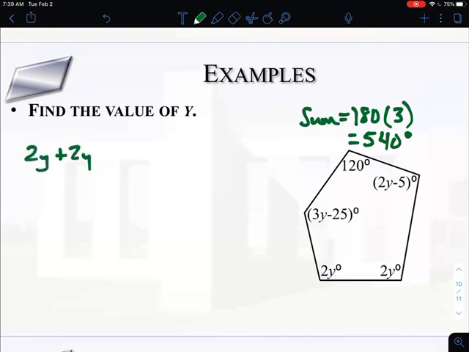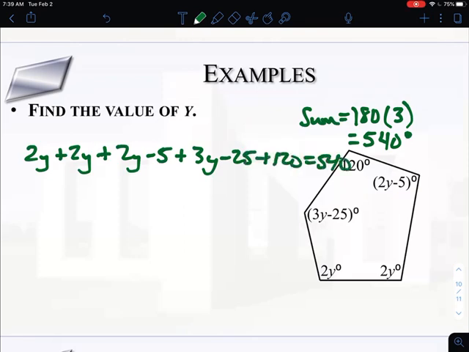So that means if I add up all 5 angles, if I take 2y plus 2y plus my 2y minus 5, plus my 3y minus 25 plus my 120, I get 540. This one's a little bit longer, a little more involved, but I'm just adding all 5 angles together. Now if I combine like terms, I've got all my y's here. So 2, 4, 6, 7, 8, 9 y's.